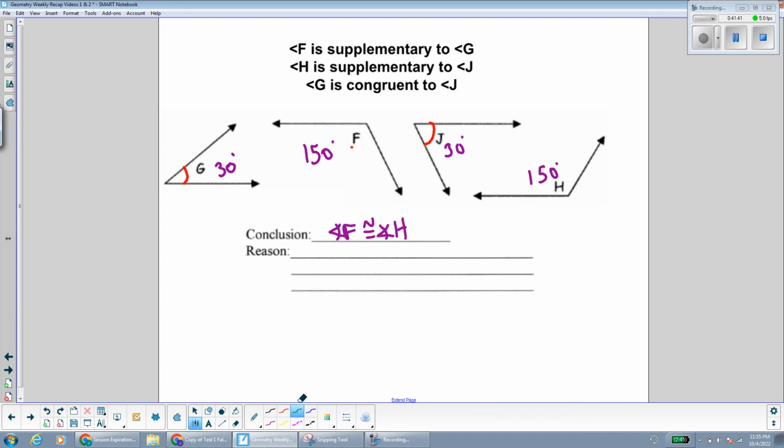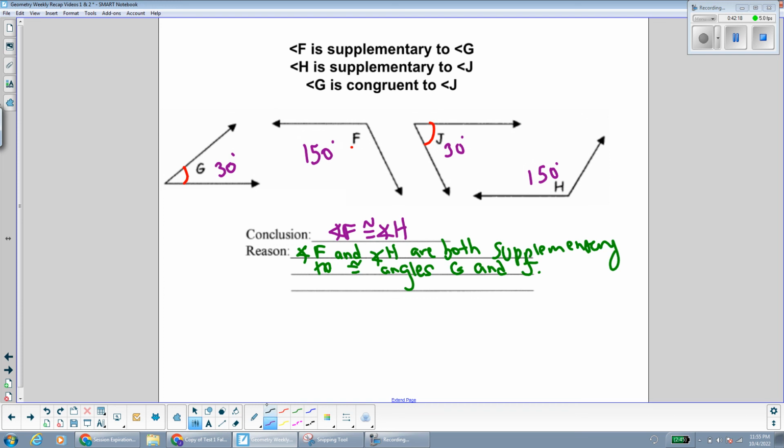Let's write a reason here. Angle F and angle H are both supplementary to congruent angles G and J. So they have no choice but to also be the same.